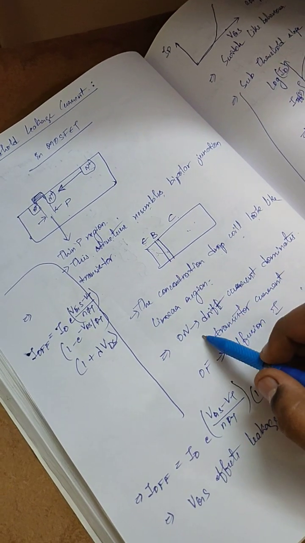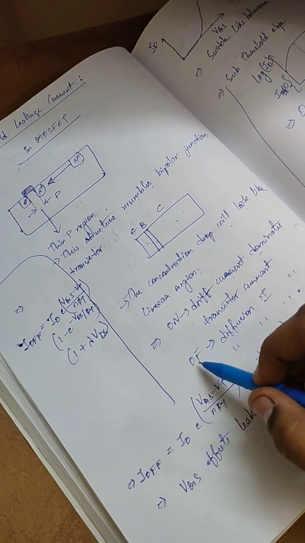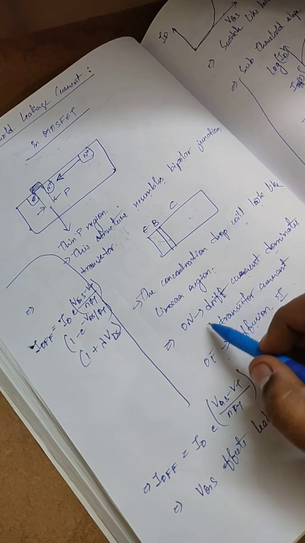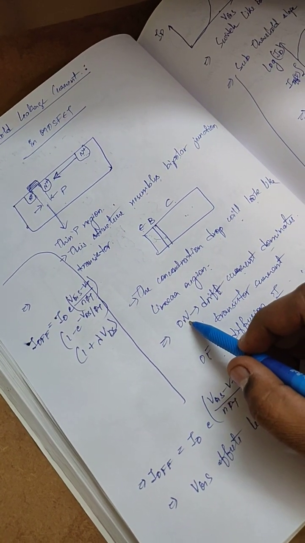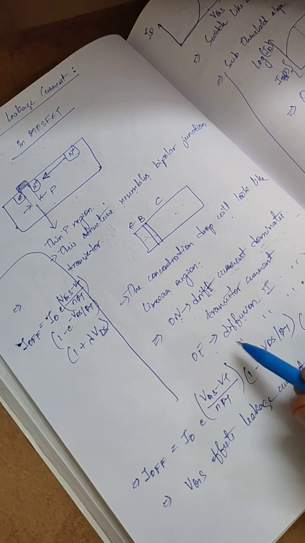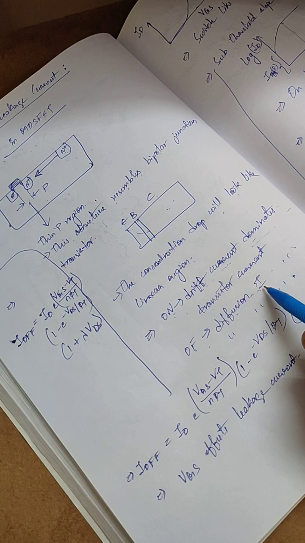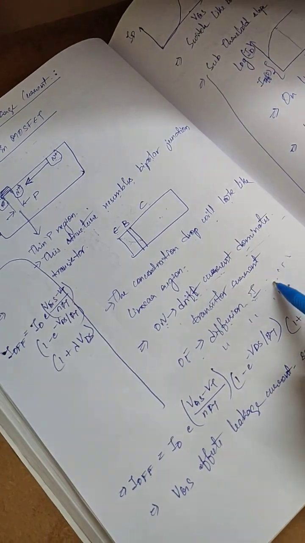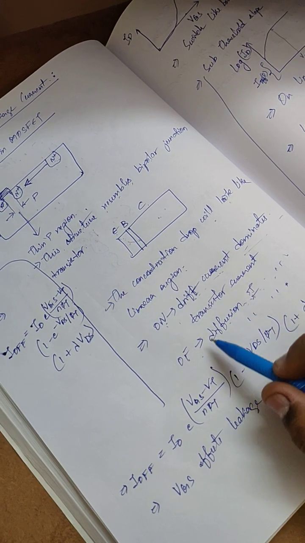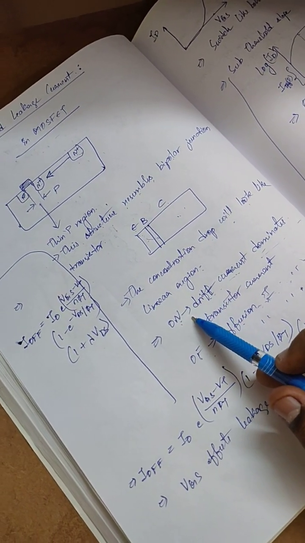When it is on, drift current dominates the transistor current. When it is off, diffusion current dominates. If it is on, the effect of drift current will be linear, but when it is off, the diffusion current has a significantly higher penalty. It rises more, and that causes more problems than the on side.